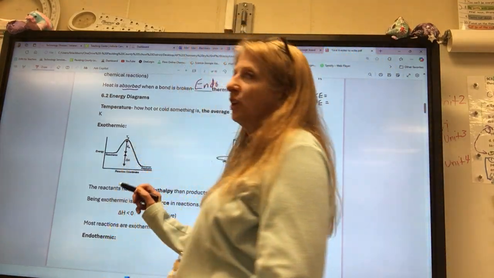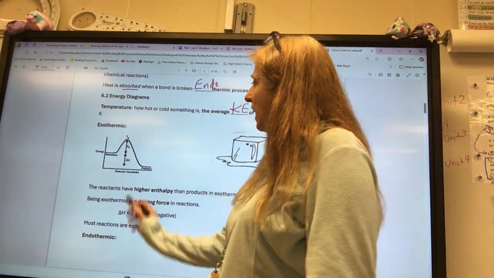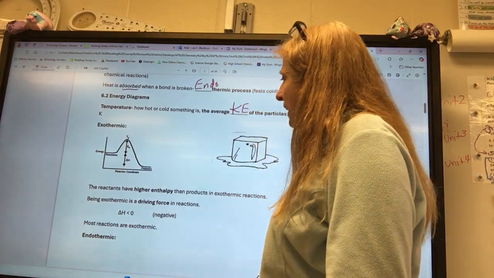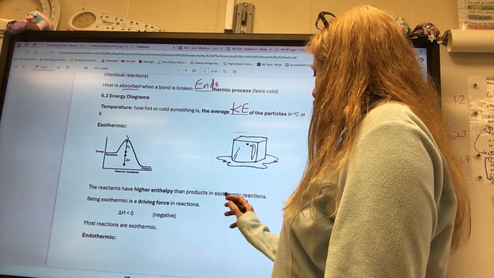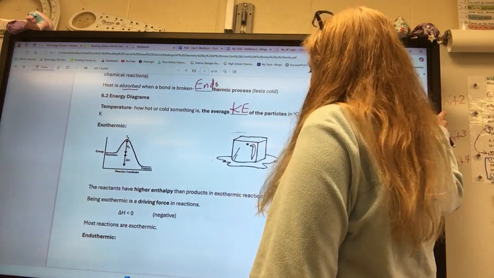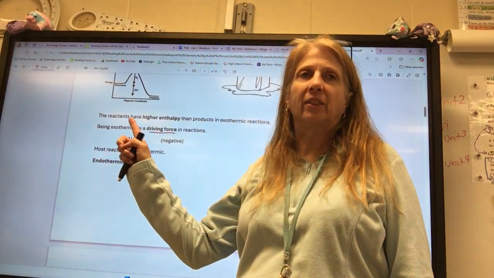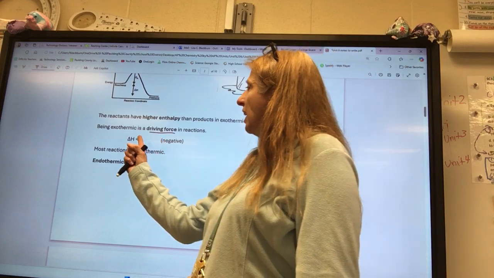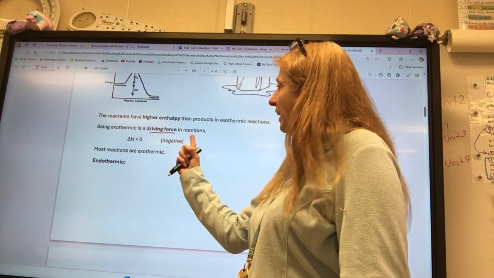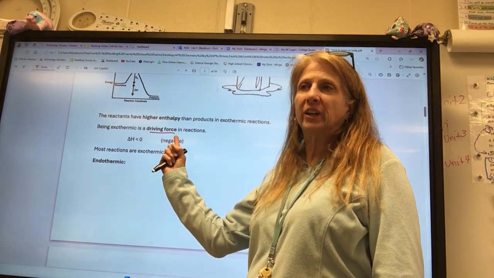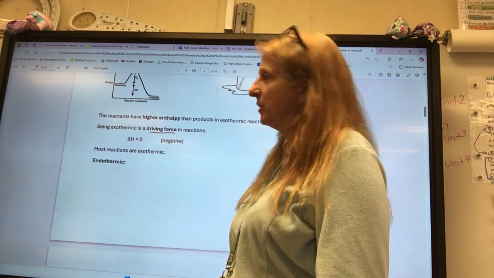Next idea, you should already know. Energy diagrams, we've already seen those last unit. It's exothermic when the products are lower than the reactants. So the reactants have a higher enthalpy, higher energy, than the products in an exothermic reaction. Being exothermic is a driving force of reactions. Now, sometimes they write it fancy, but don't let the fancy writing confuse you. If delta H is less than 0, that means it's negative. Heat is negative in exothermic reactions. Okay? Everybody understand that? So sometimes they get all fancy writing it like that.